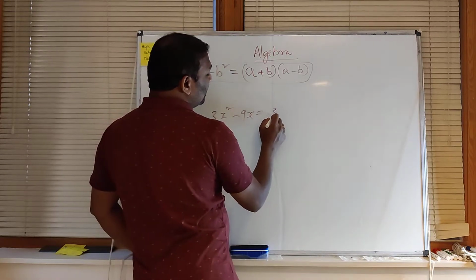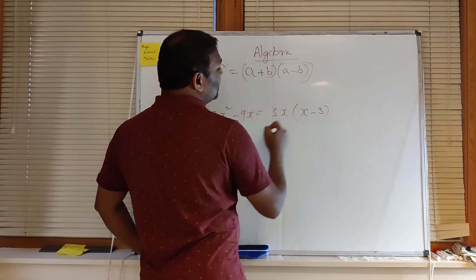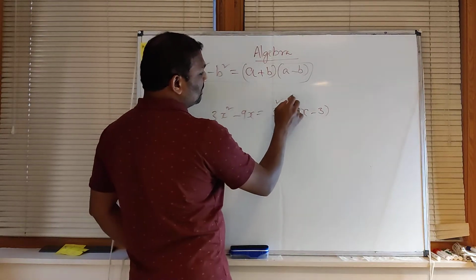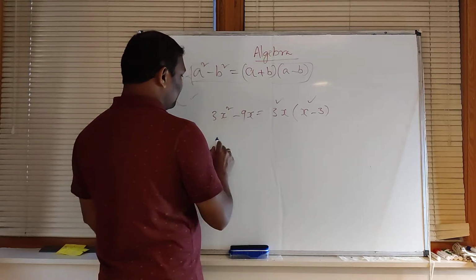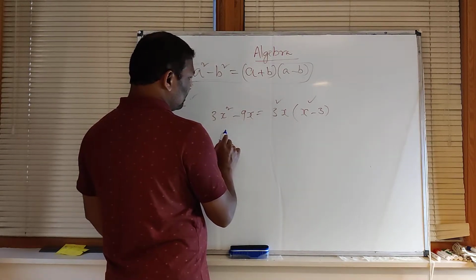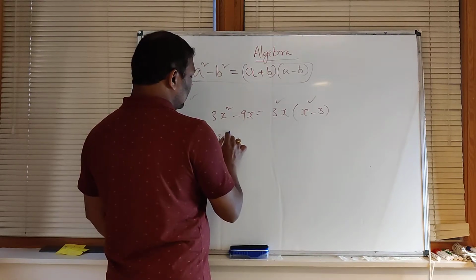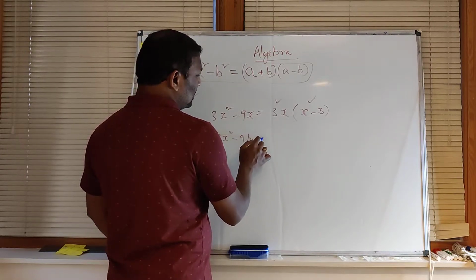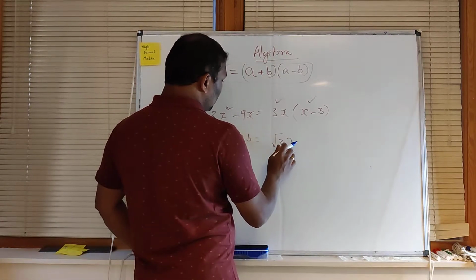Or else you can take out a common 3x. If you take out common 3x, x minus 3. So this is one factor. But to do it with minus 9b, if I have to do this one, I have to convert. The common is 3.